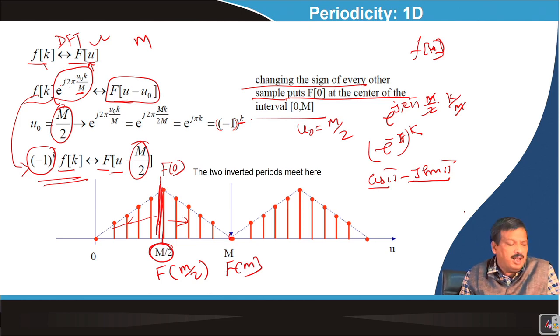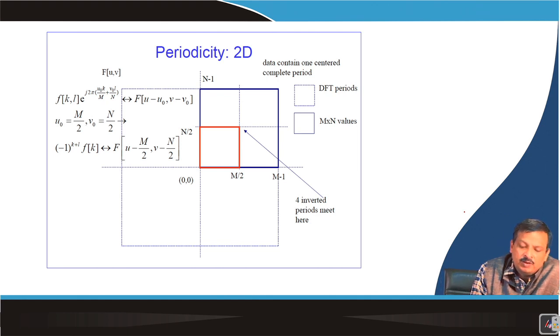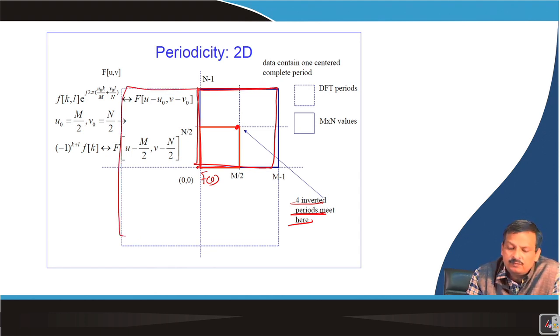Now if I apply the same concept to 2D, this is my F0. Okay. So the four inverted points of the period meet here. This is my m cross n value, this is my m cross n value, and this is my DFT period.